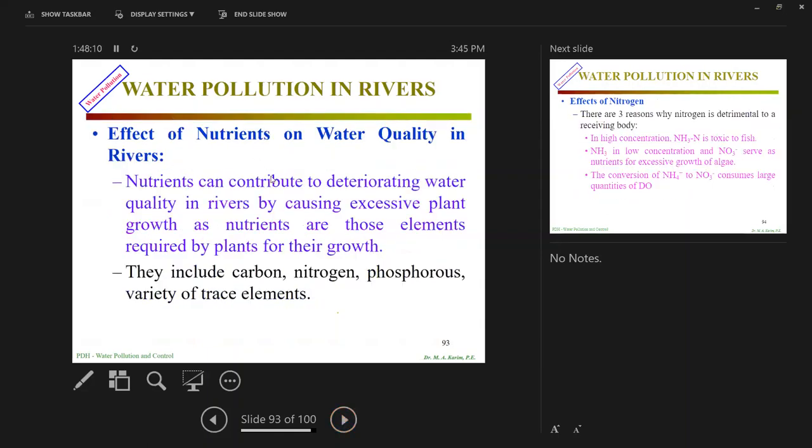Effects of nutrients on river water quality. Nutrients can contribute to deteriorating water quality in rivers by causing excessive plant growth, as nutrients are those elements required by plants for their growth, especially nitrogen and phosphorus. These are the two, plus some other variety of trace elements.